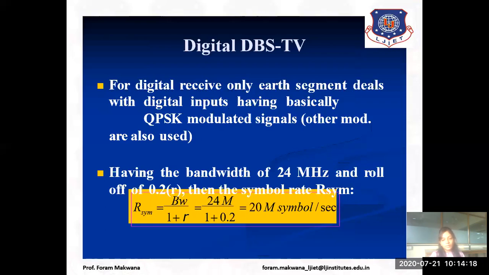To calculate the symbol rate, the equation is bandwidth divided by 1 plus roll-off factor. Bandwidth is given as 24 megahertz, roll-off factor is 0.2. So we can say that our symbol rate R symbol is 20 mega symbols per second. With the help of this digital DBS TV receiver, we can receive 20 mega symbols per second based on the bandwidth.